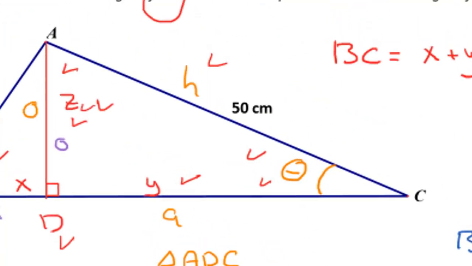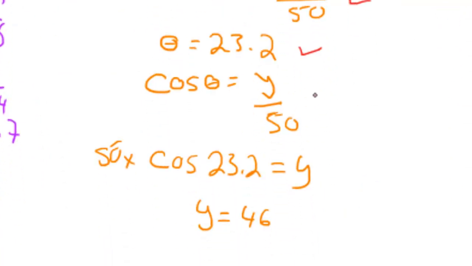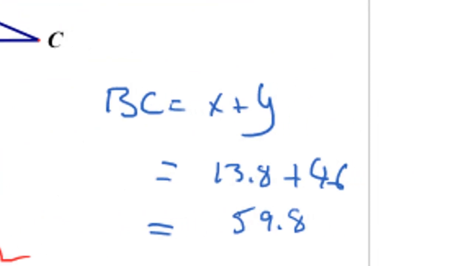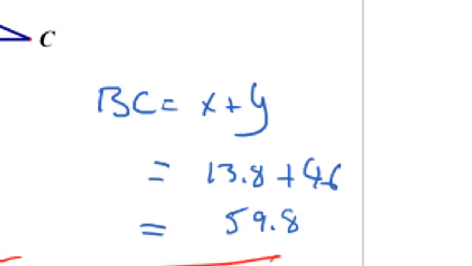Now I can use theta with the hypotenuse to calculate the adjacent. Plugging everything into my equation, I'm going to get cosine of 23.2 equals y over 50. Cross multiplying, I get 50 times cosine of 23.2 is going to equal y, so y equals 46. Now I know x is 13.8 and I know that y is 46. X plus y is going to equal the length of side BC. Punching that into my calculator again, I've determined that side BC is 59.8 centimeters.